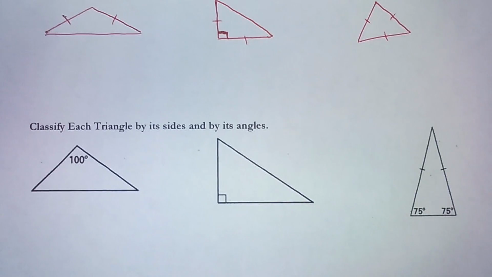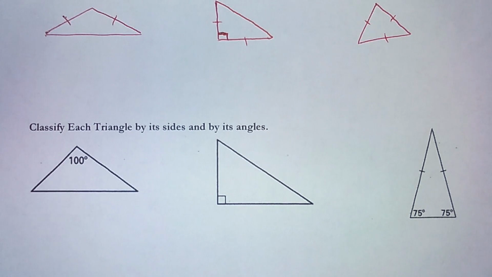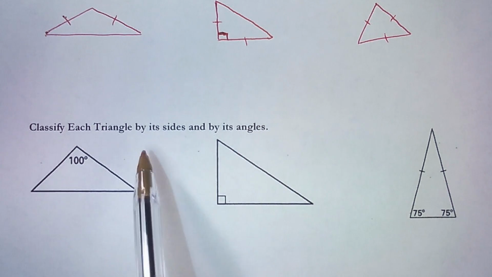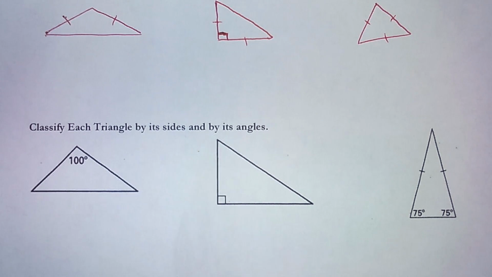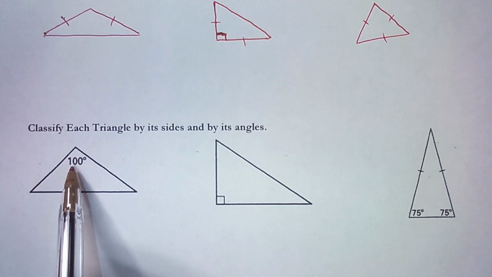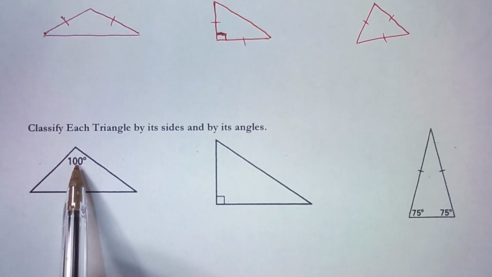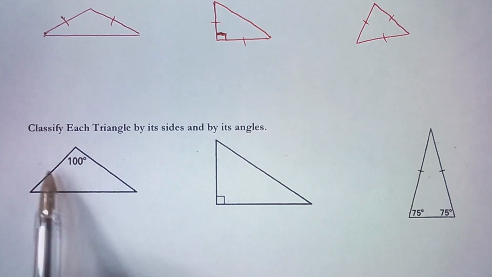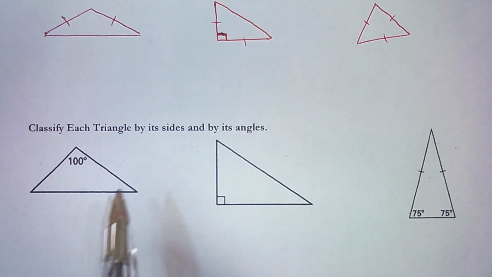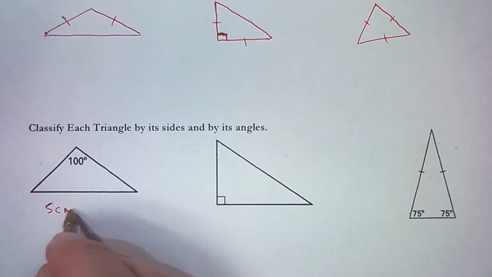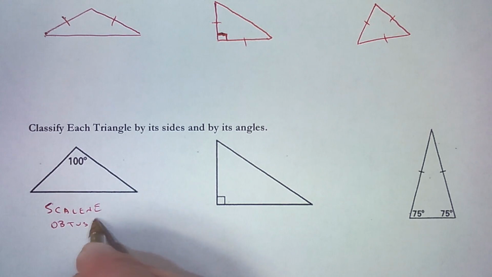Okay, now classify these. Sorry about that. So we are going to classify each triangle by its sides and angles. So this is one obtuse angle. So I know it's an obtuse triangle. And I have no indication that any sides are the same, and that makes it scalene. So this is scalene and obtuse.